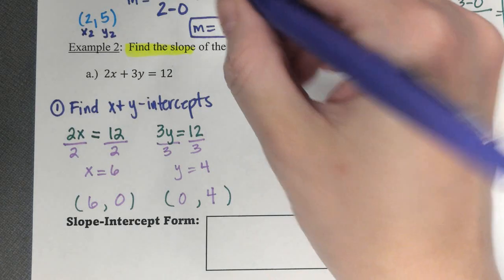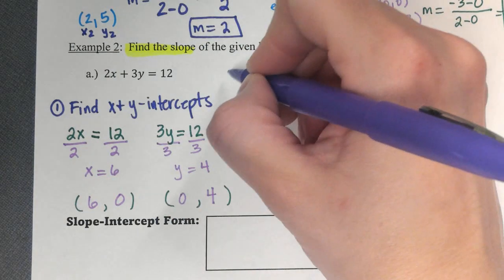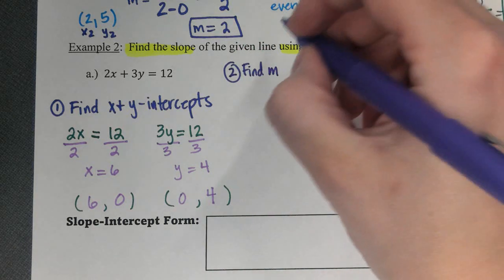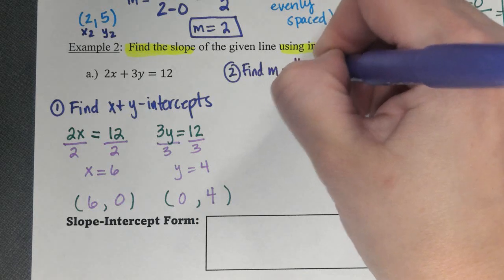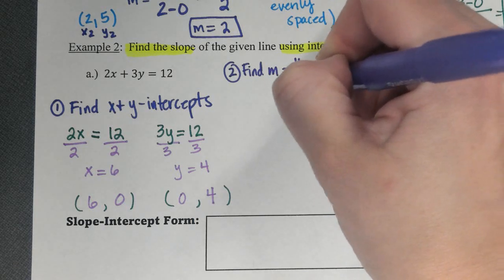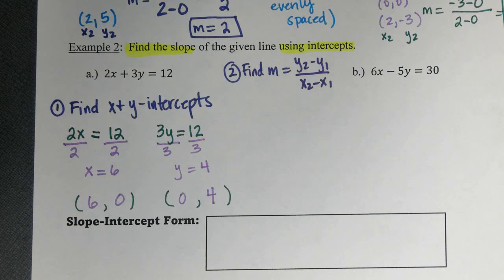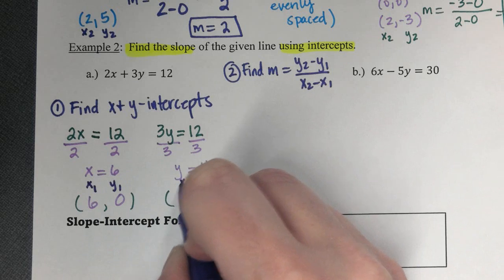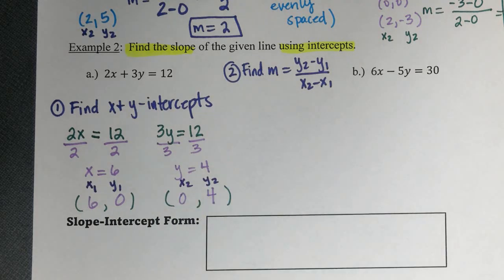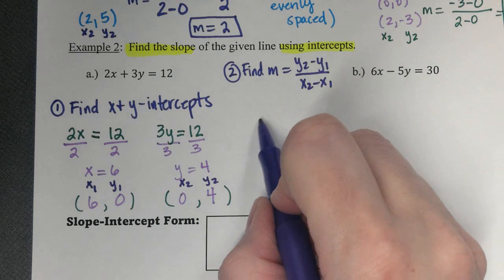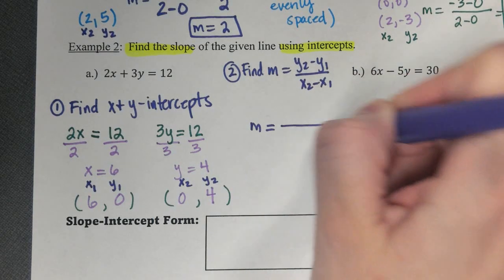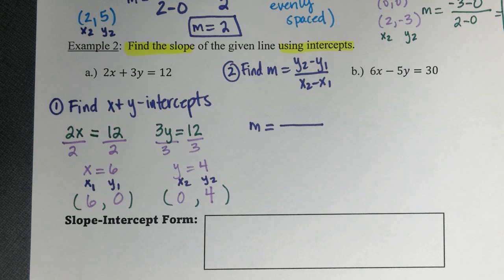Okay, so once you have those 2 points, your second step is just going to be to find the slope, again, using your slope formula. So y2 minus y1 over x2 minus x1. Okay, and this is another situation where you can label these x1, y1, x2, y2. Okay, and then will you guys plug those in for me if you haven't already?